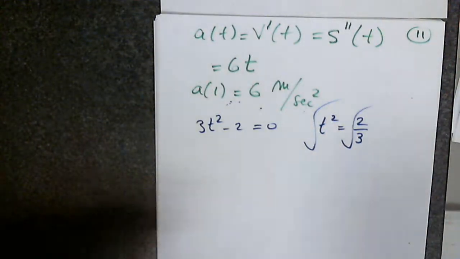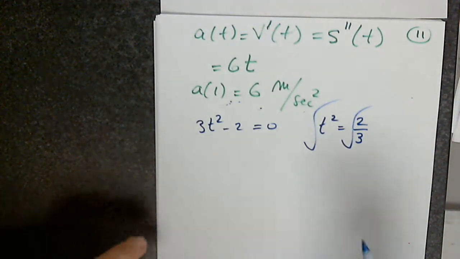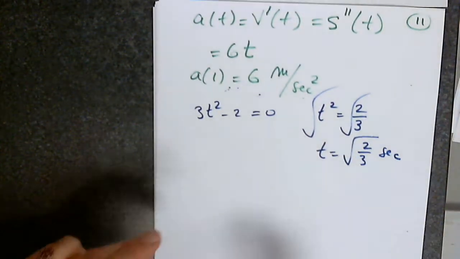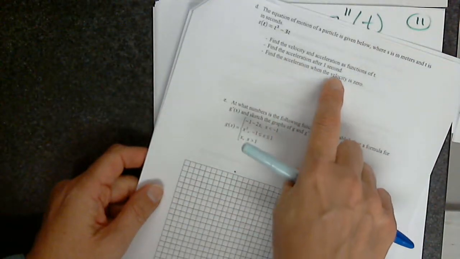right. In this particular case, I will not put plus or minus. Why will I not put plus or minus in this case when I solve for t? Because it's time, yeah. So it's the square root of 2/3 seconds. Good. So the question was asking us to find the acceleration when the velocity is 0.